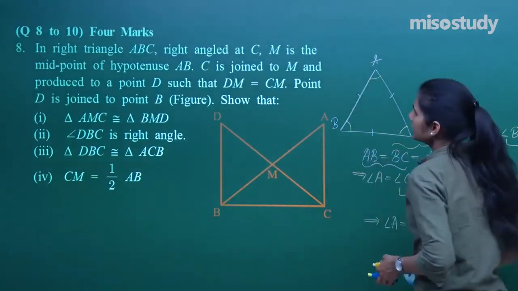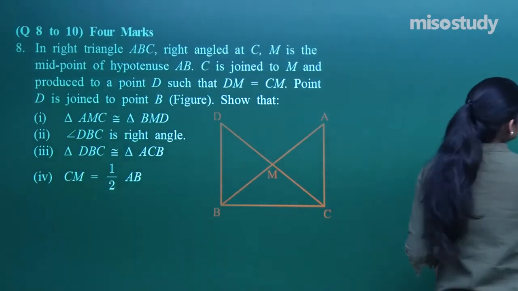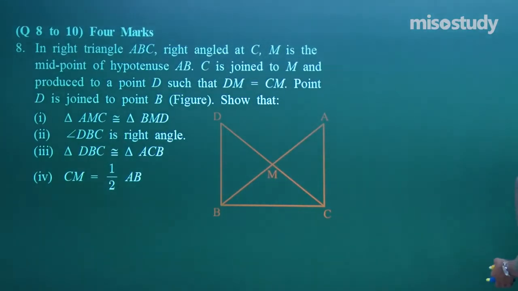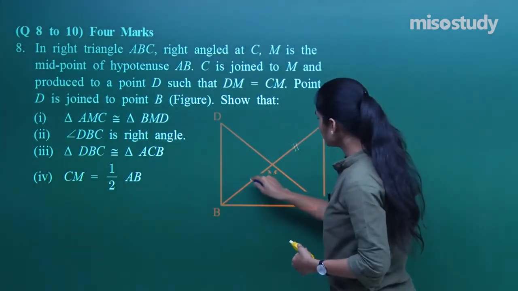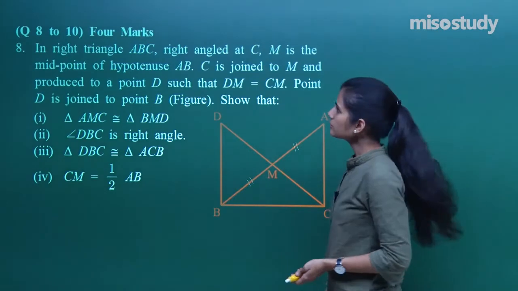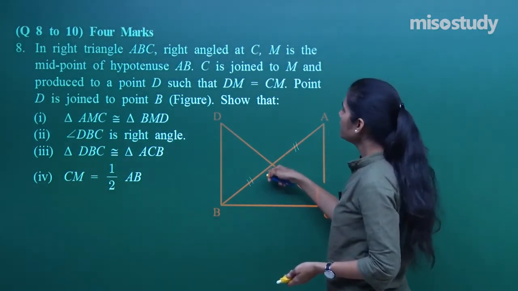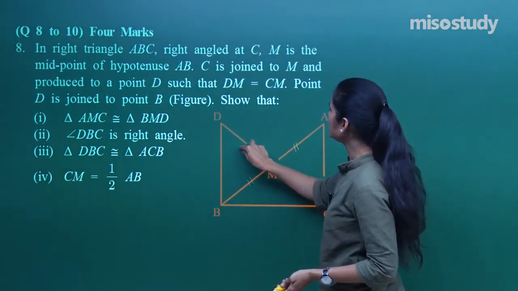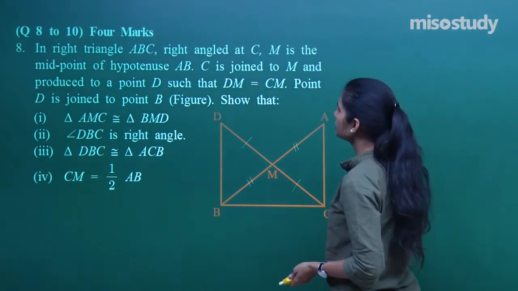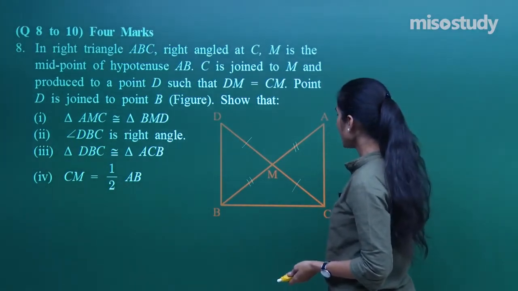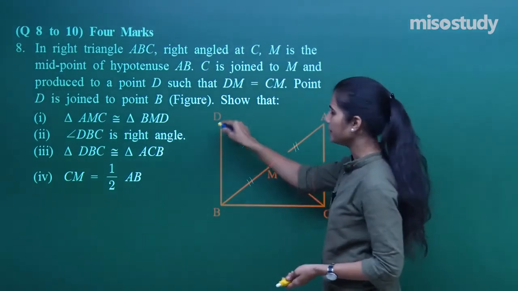In this right angled triangle ABC, right angled at C, it is saying that M is the midpoint of hypotenuse AB, that means AM is equal to BM. C is joined to M, and produced to a point D such that DM is equal to CM. Point D is joined to point B, show that triangle AMC, this triangle is congruent to triangle BMD.